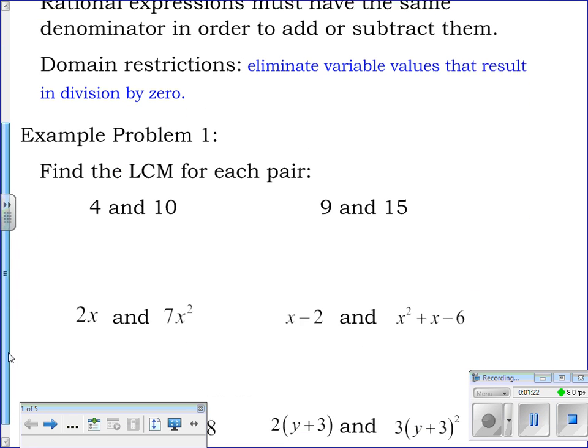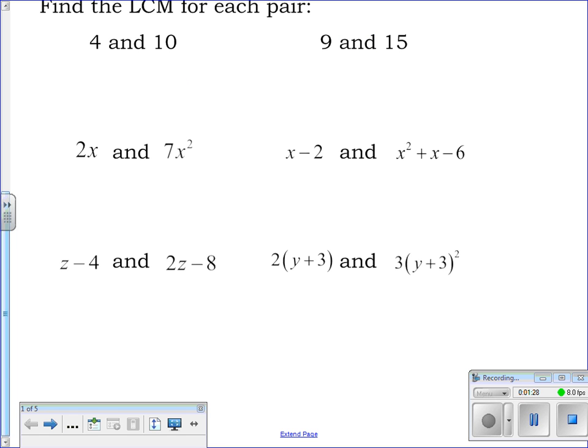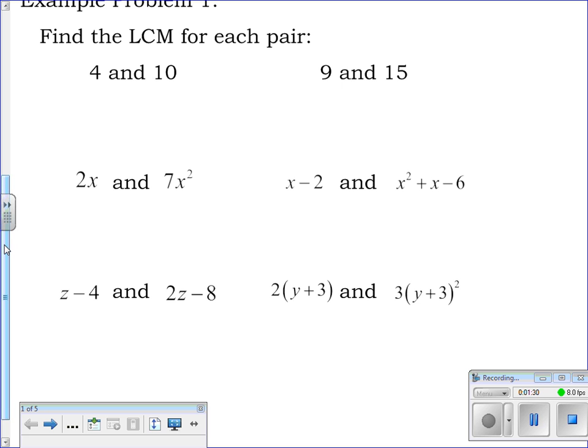So, problem number 1, find the least common multiple of each pair. So this is in preparation of sorts for being able to add or subtract fractions. Least common multiple, least common denominator, same thing. So this is more of an exercise to kind of get you thinking in the right direction. What we do here is not exactly the same thing we're going to be doing when we're adding and subtracting fractions, but it gets it going in the right direction.